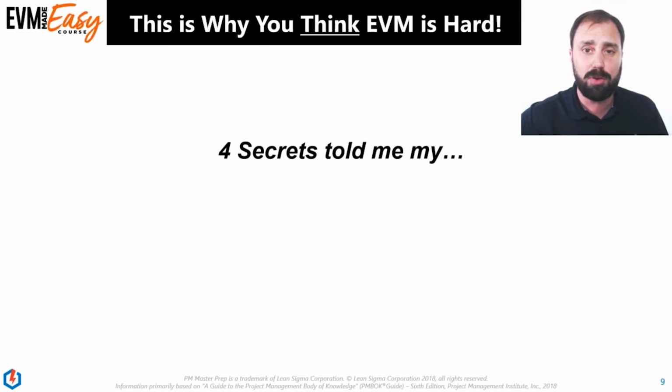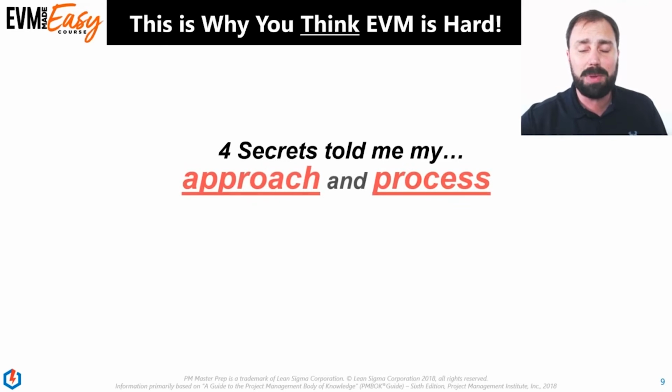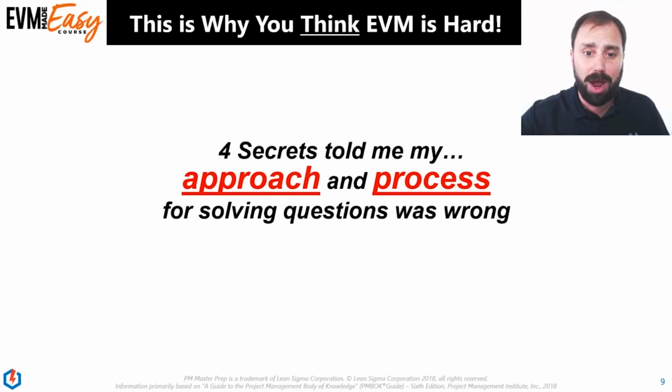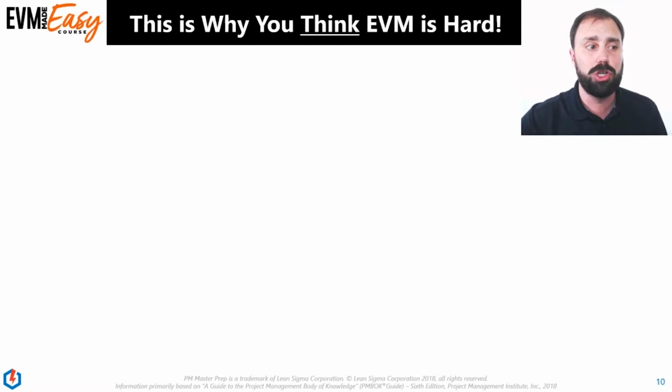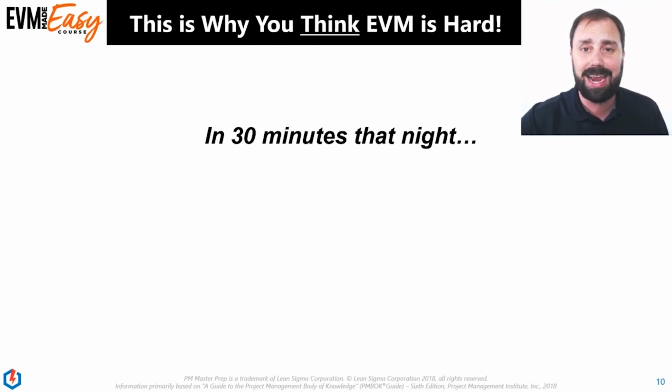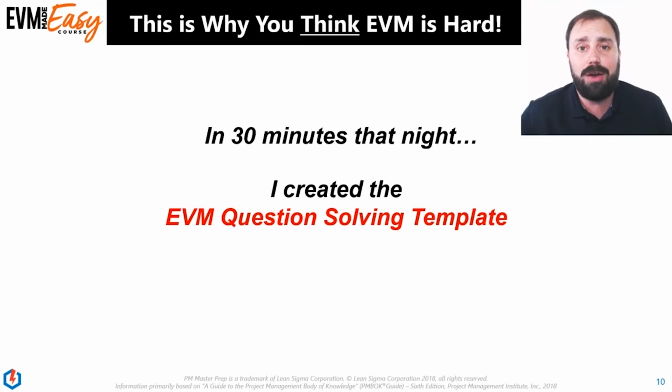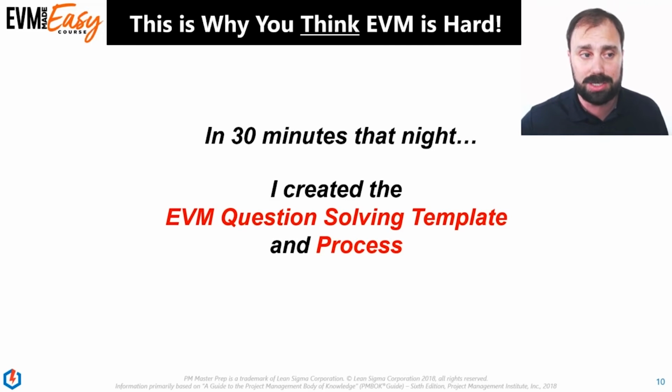So once I realized these 4 secrets that we're gonna go through, they told me that my approach and my process for solving these questions was what was holding me back. All right, and so my process and my approach for solving the problems was wrong. Now, once I realized that and got into the 4 secrets, boom, I was good to go. So in 30 minutes that night, it was good enough just to understand the 4 secrets, but my brain had something else for me. I created what I call my EVM question solving template, my EVM Made Easy template, whatever you want to call it. This template works awesome, all right? And I have a process for using the templates, all right?